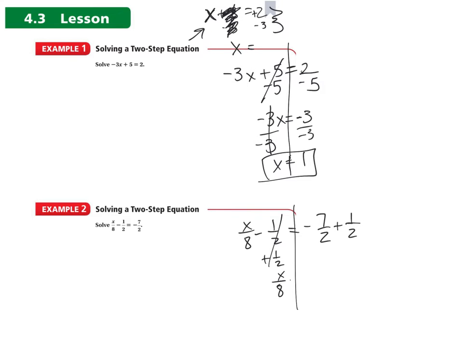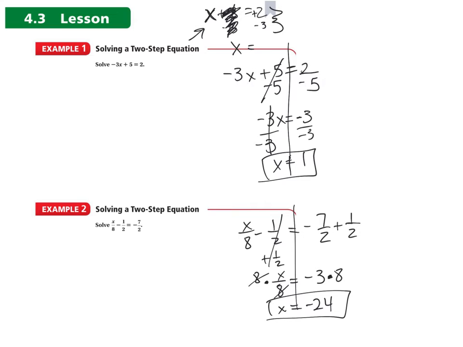x divided by 8 is equal to, now we've got to sing the song again. We're adding or subtracting, so different signs subtract. Keep the sign of the bigger number. Well, that one's bigger. 7 minus 1 is 6/2. Negative 6/2 is the same thing as negative 3. And now x divided by 8. What's the opposite of divided by 8? Times 8. Those cancel, leaving me with x is equal to negative 3 times 8, which is negative 24.